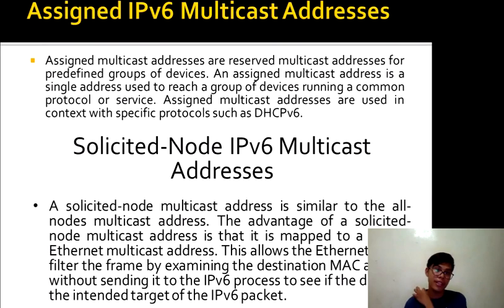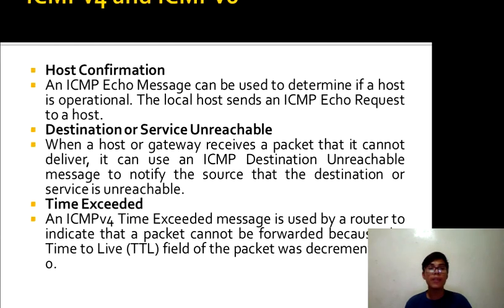Assigned IPv6 multicast addresses. Assigned multicast addresses are reserved multicast addresses for predefined groups of devices. Solicited node IPv6 multicast addresses. The solicited node multicast address is similar to the all nodes multicast address. The advantage of the solicited node multicast address is that it maps to a special Ethernet multicast address.